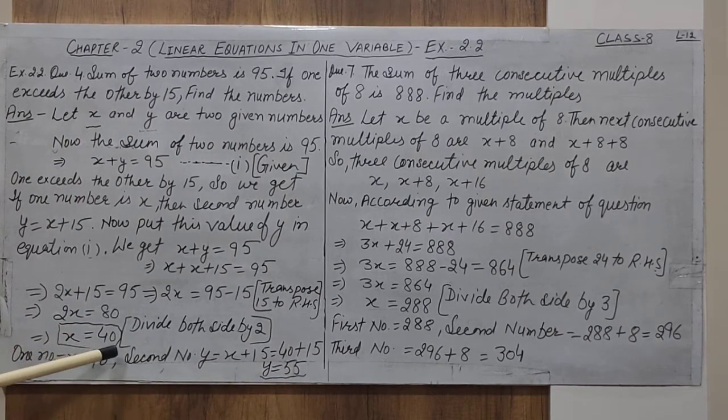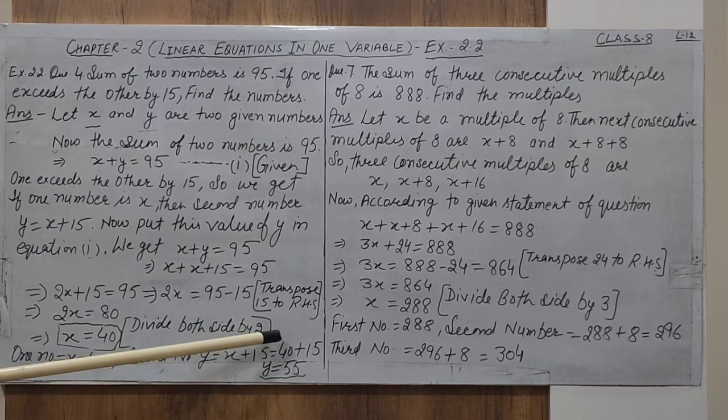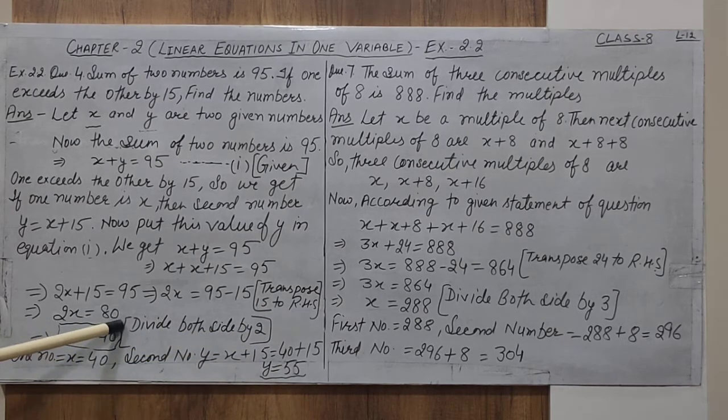So x is equal to 40. How do we get x is equal to 40? Divide both sides by 2. You must write this. When we divide both sides by 2, the 2 that is with the x cancels out. 80 divided by 2, we get 40. Now x is equal to 40.